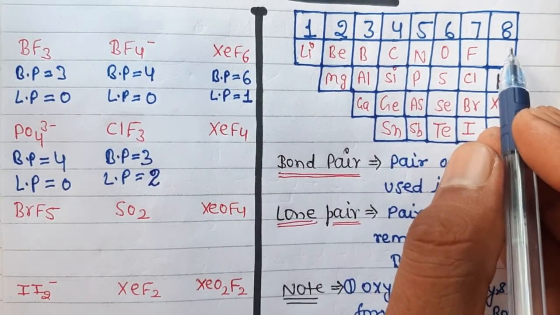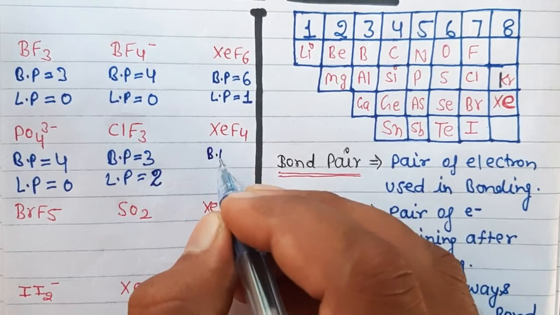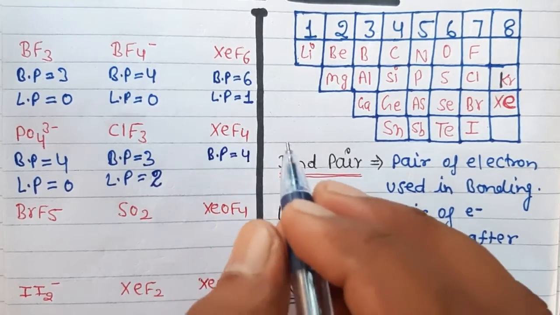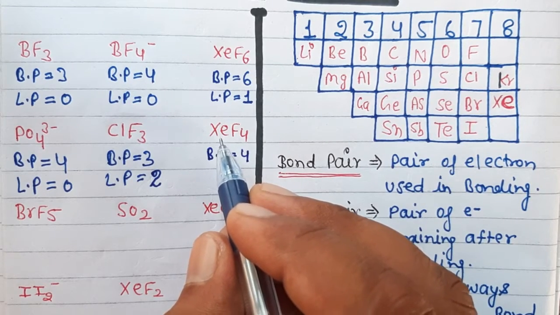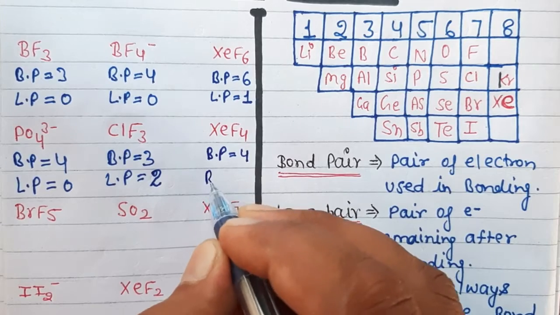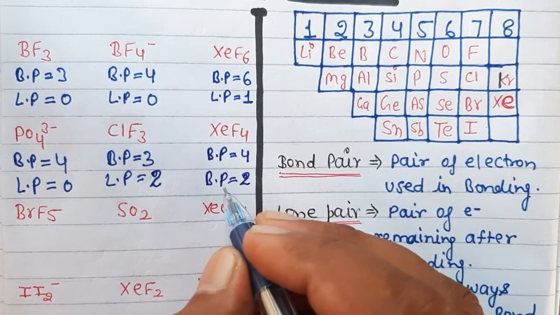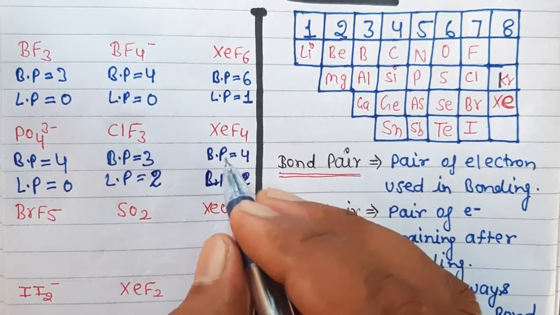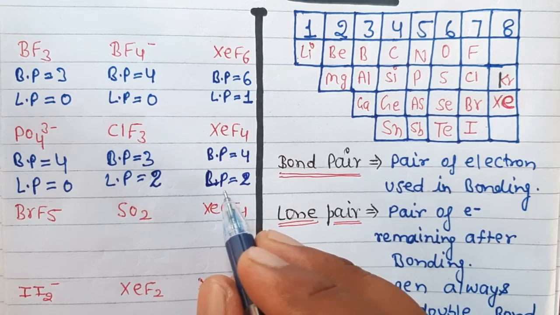Xenon has 8 electrons and it uses 4 electrons with fluorine atoms, so the bond pair is 4. After bonding with fluorine, xenon has 4 electrons remaining, so the lone pair is what? 2. Because one lone pair contains 2 electrons, but the total number of electrons here is 4, so divided by 2 we get lone pair 2.